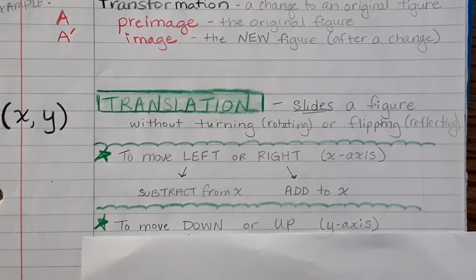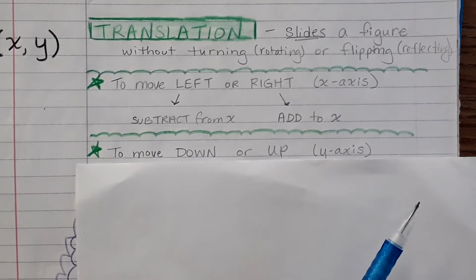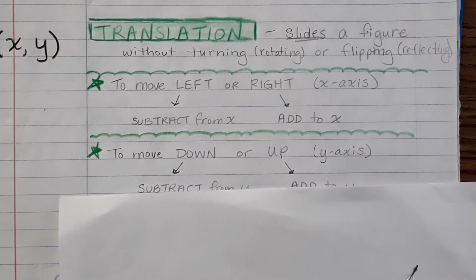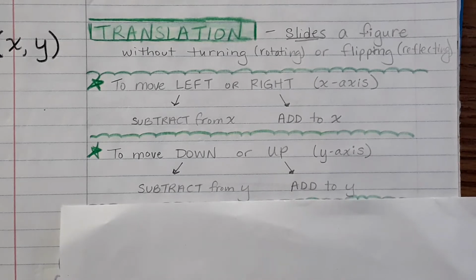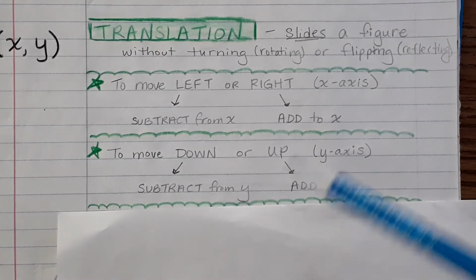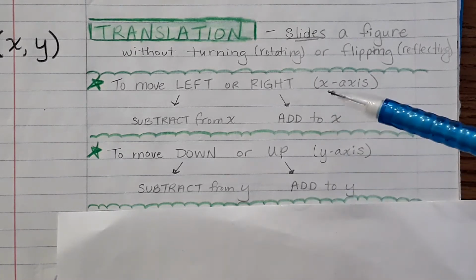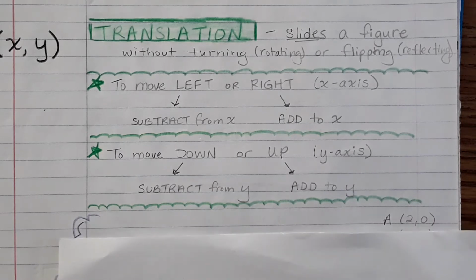If you were going to move down or up, this is the y-axis. If you go down, you're going to subtract from the y, and if you move up, you add to the y. And this is like a ladder or an elevator. If you go down, you subtract. If you go up, you add.